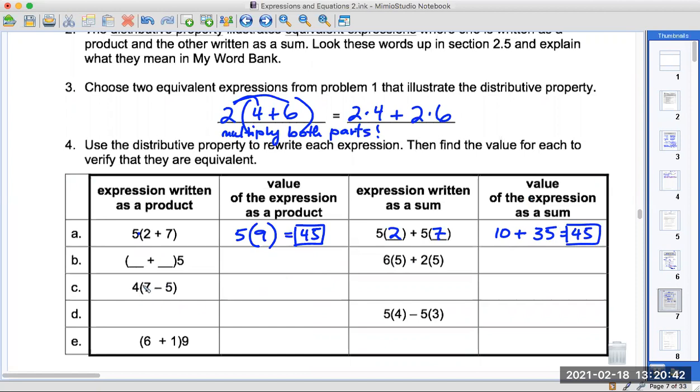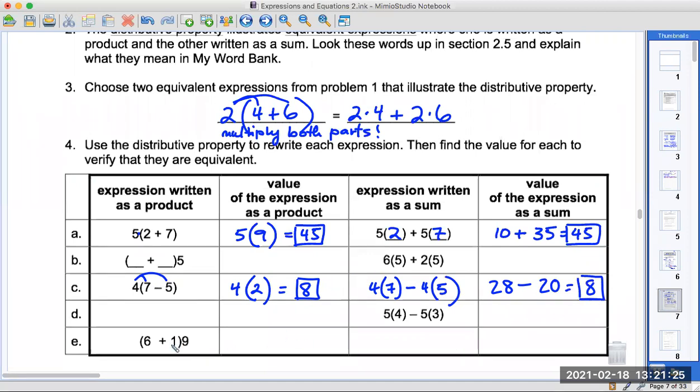So now I'm going to do this one first. I'm skipping this for right now. So now that's 4 times 7 minus 5 is 2, which is 8. The 4 gets distributed, right? Remember? So 4 times 7 minus, notice this is a difference, 4 times 5. And then as a sum, we have 4 times 7 is 28, minus 4 times 5 is 20, and that's 8 as well.